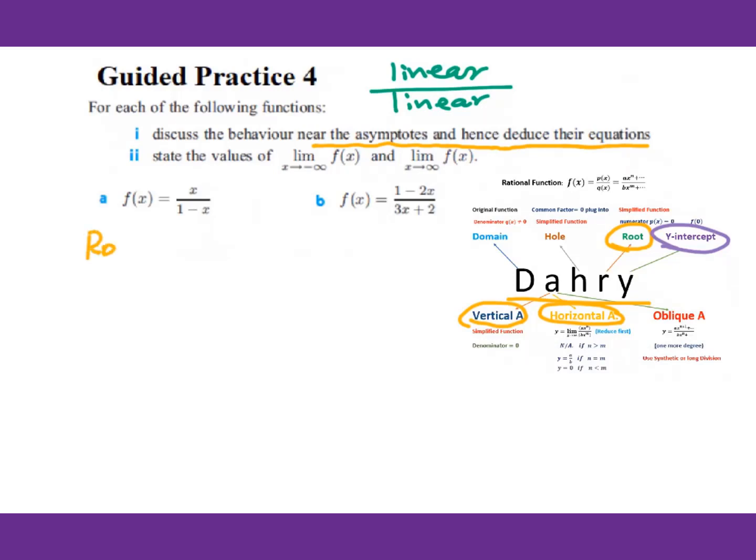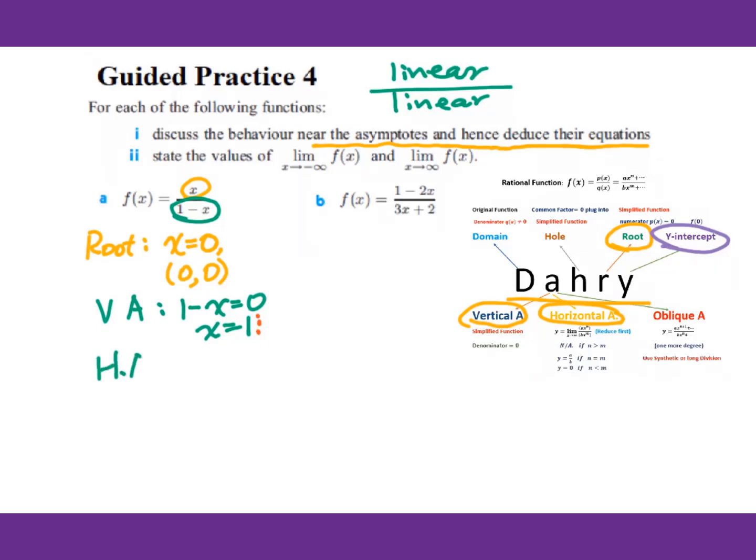We do the root first. We make the top equal 0. That's x equal to 0, so we have 0, 0. That's the root. For the vertical asymptote line, we make the denominator equal to 0. So 1 minus x equals 0, x equals 1. We draw this dotted line.